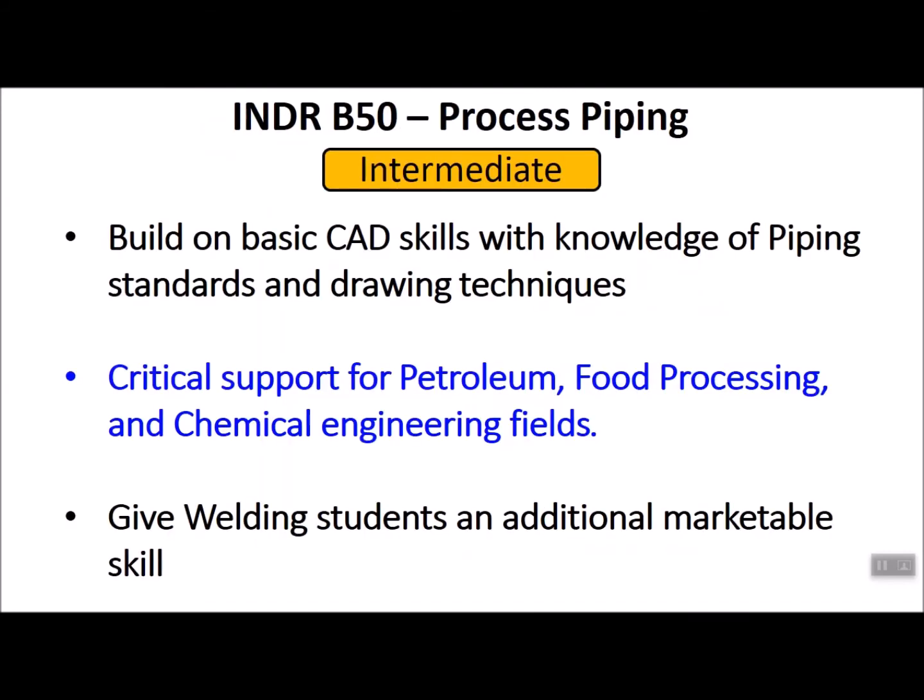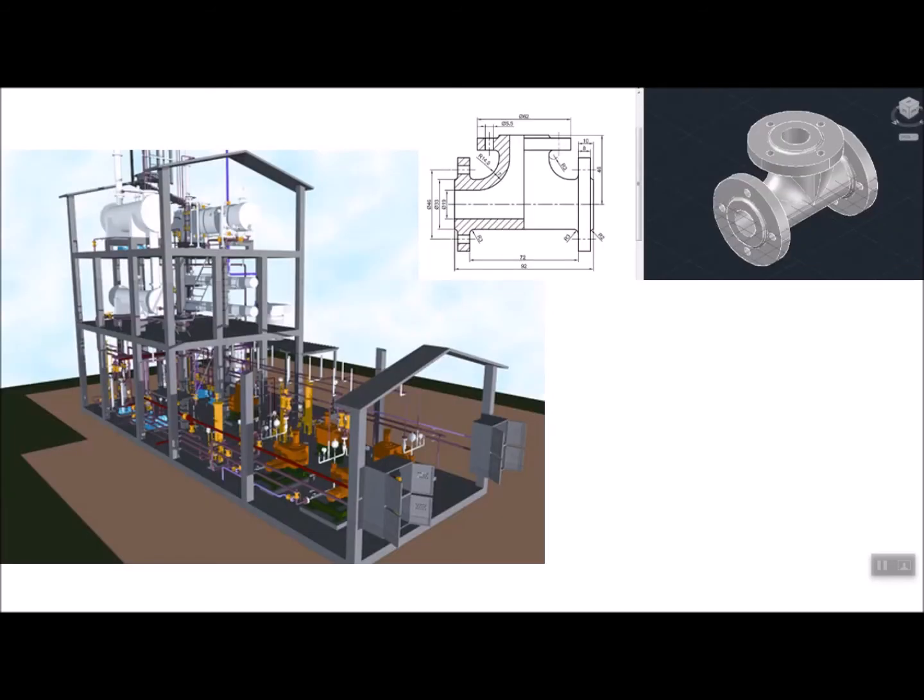The Industrial Drawing 50 class is process piping, so it's another intermediate class. It takes those basic CAD skills and gives them what they would need to get a foot in the door for the petroleum field. Processing like dryers or Frito-Lay, or chemical engineering. And for our welding students, this is a natural connection because they take a pipe layout class in the welding program to be able to draw these kinds of things. This is huge, and of course just a set of skills that makes them stand out.